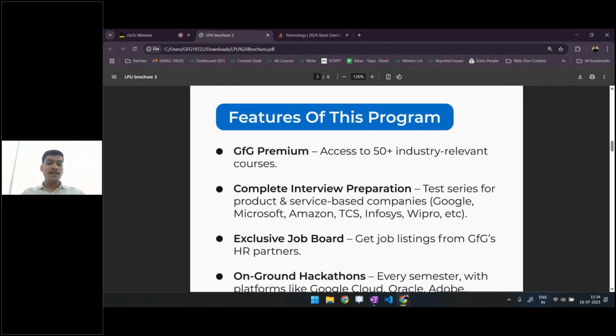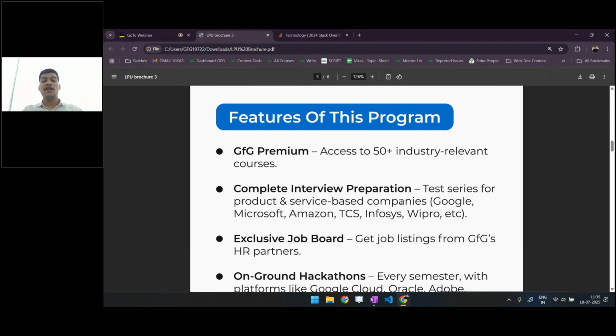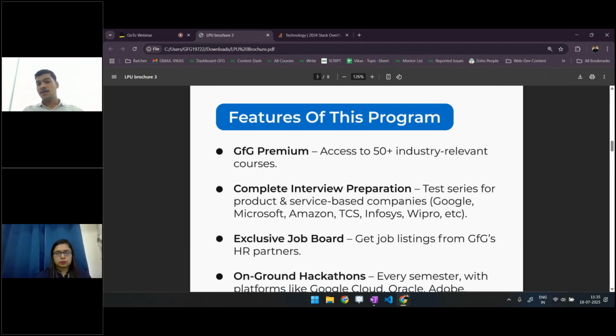Then, as we are in the industry, we provide complete interview preparation. That means we take mock interviews, and we give them industry relevant live projects to work on. Then they get exposure to the industry. It becomes very easy to crack the interview, because they have been in touch with industry mentors and industry working professionals for so long. So they feel like they are in the industry, and when they face an interview, they can draw on that exposure.